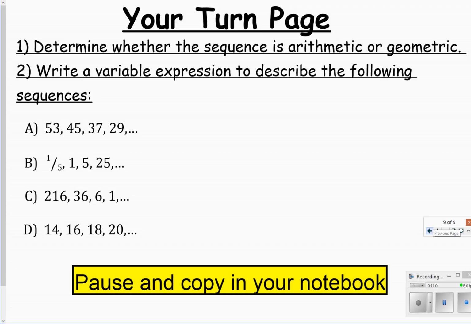For the Your Turn page, I'd like for you to do 2 different things with these 4 patterns. I want you, one, to determine whether the sequence is arithmetic or geometric. And then the second thing is to write what the variable expression is to describe the following sequences. So basically, you're going to take these 4 problems and you're going to do exactly what we just did before. Come tomorrow with any questions you might have and the answers to these, and we'll move forward.